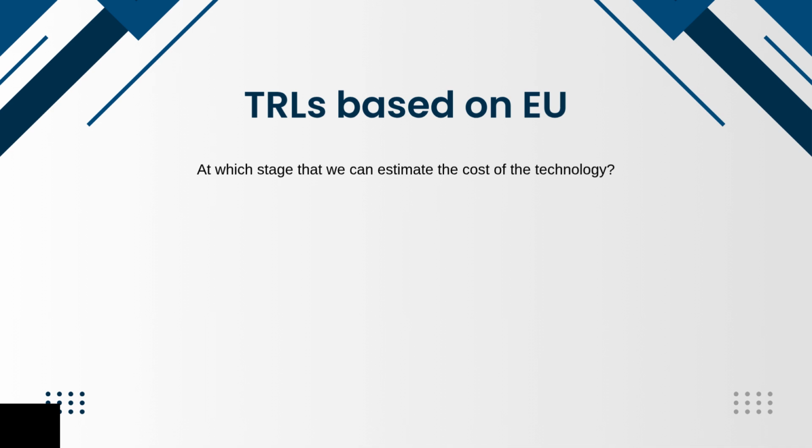Therefore, if someone asks, at which stage can we estimate the cost of a technology? The answer is that an initial cost estimation can be made starting from TRL4. However, the most accurate and realistic cost estimation is usually achieved between TRL7 and TRL9 when the technology is close to commercialization. In conclusion, the higher the technology readiness level, the more accurate the cost estimation becomes. This helps organizations make better financial decisions, reduce investment risks, and prepare the technology for successful commercialization.